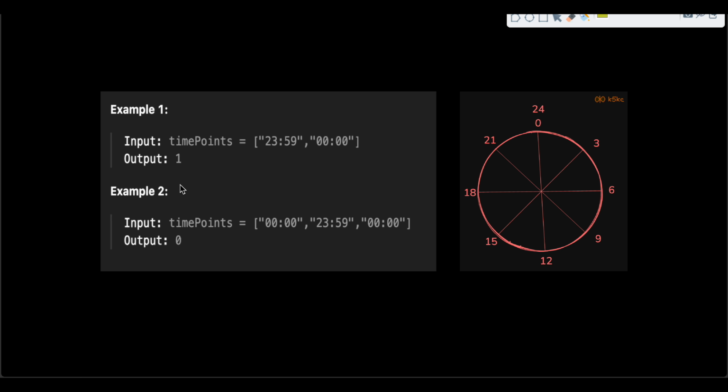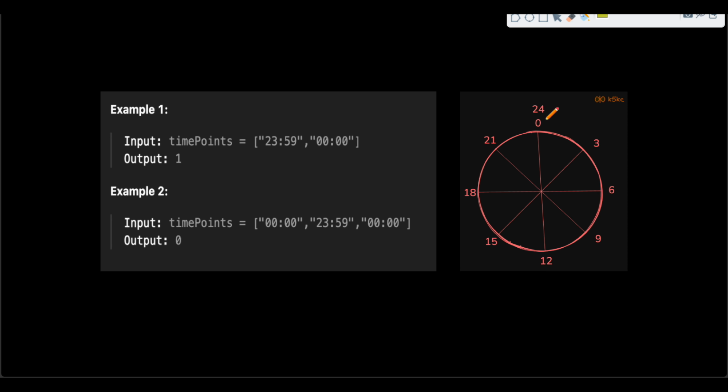In example 1, points are given as 23:59 and 00:00. I have drawn this 24-hour clock to visualize the problem. Generally, when we see a circular clock, it is a 12-hour one, but here we are looking at 24-hour format. Think of a time as a circle where the clock hand starts from 00:00 and goes up till 23:59, and then eventually comes back to 0 again instead of 24.